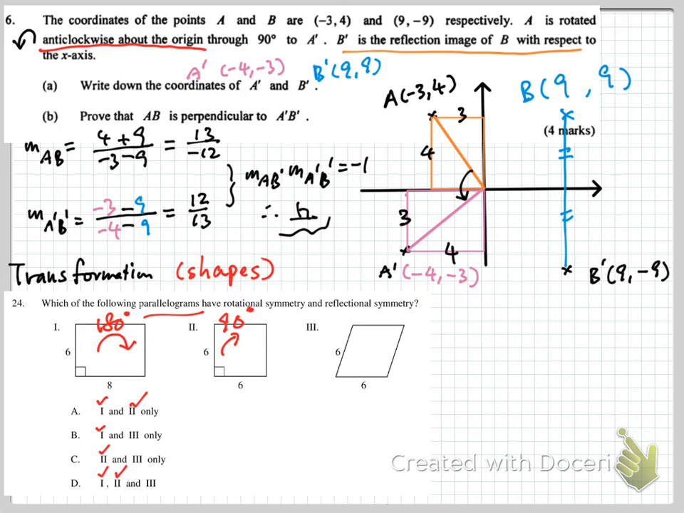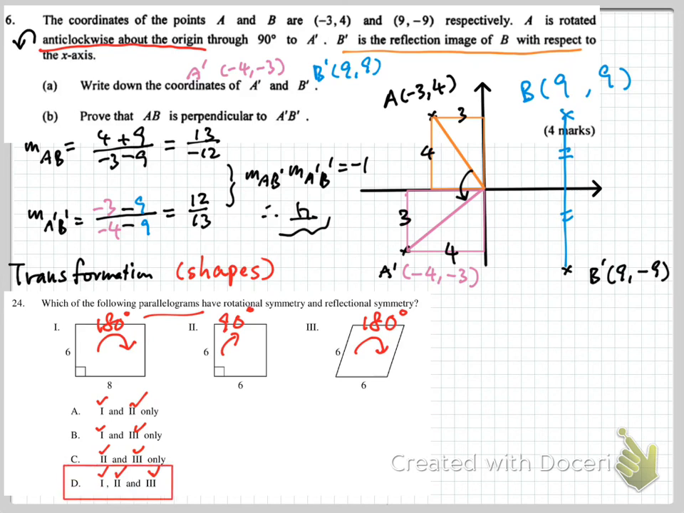Now, number three is a rhombus. It's a parallelogram with all sides equal, so it's a rhombus. For the rhombus, you have these two as the axes of reflectional symmetry. And also, you have a 180 degrees rotational symmetry. It's a twofold rotational symmetry. So once again, there are both reflectional and rotational symmetries for number three. So the answer goes to D. All of them are correct. So the answer will be D.